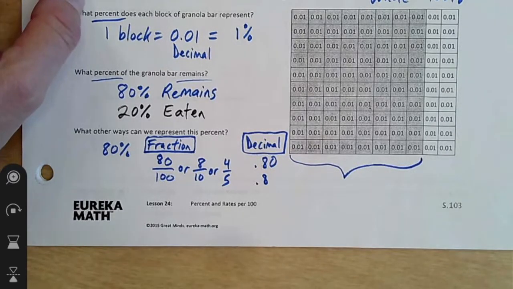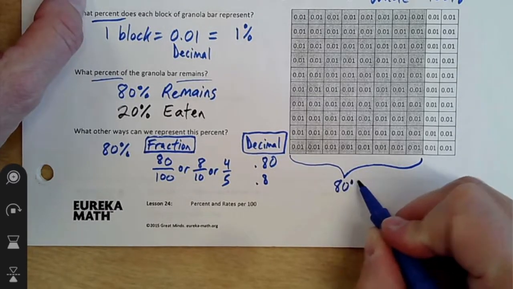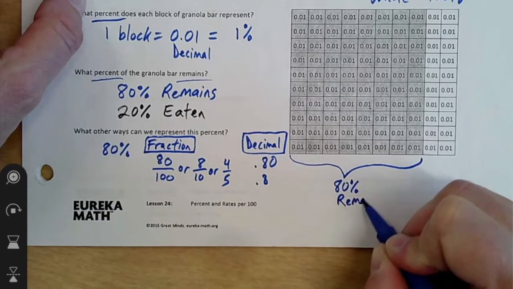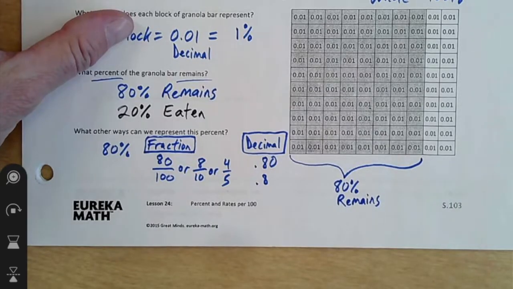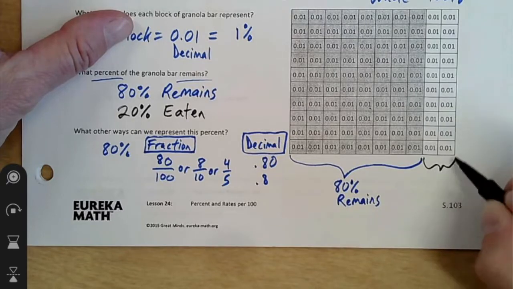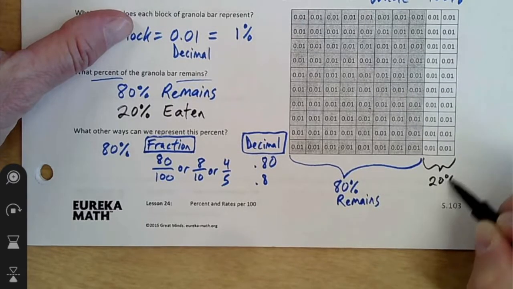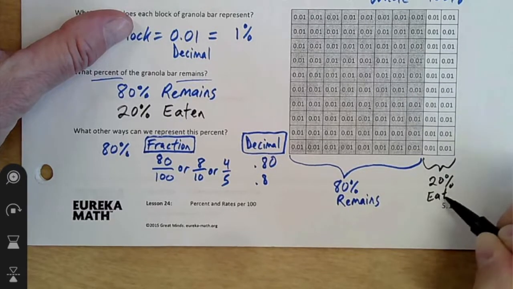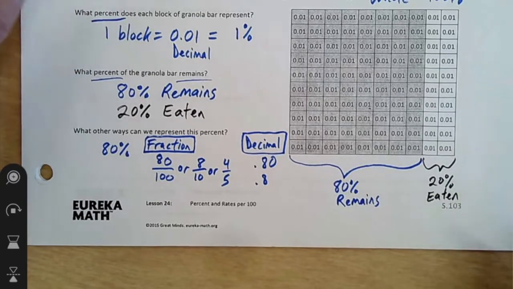This part here that's gray is our 80% that remains. And this part over here would be like the 20% that was eaten. And you have that. Turn the page.